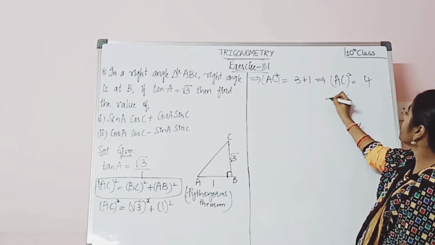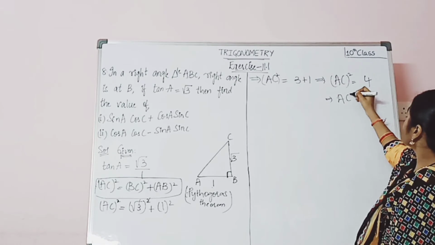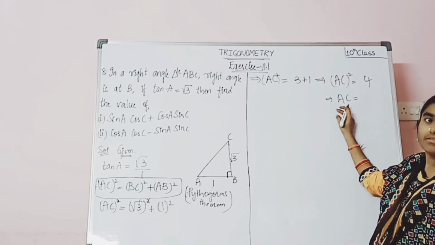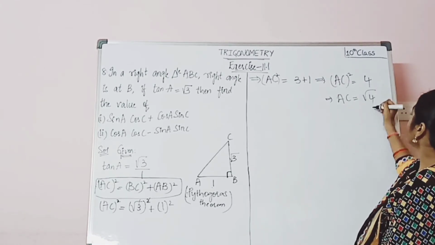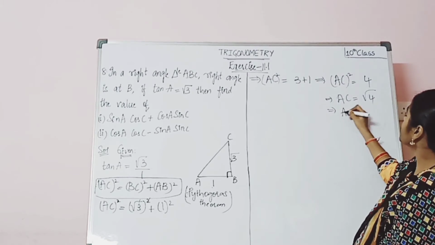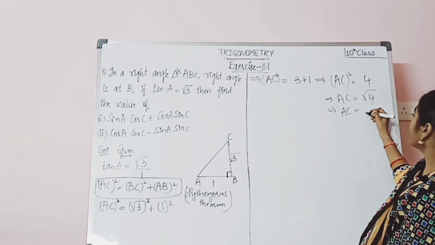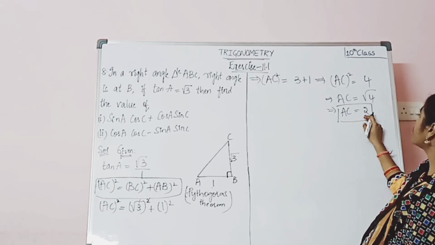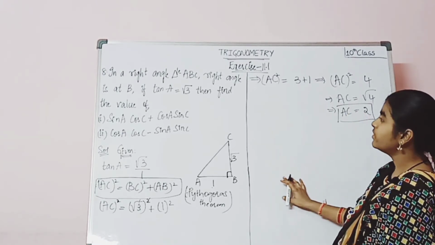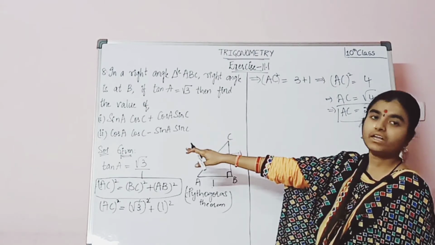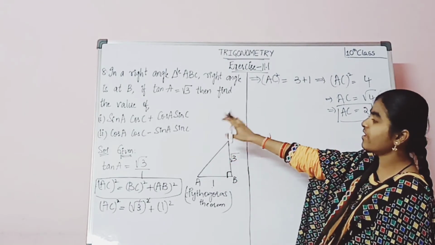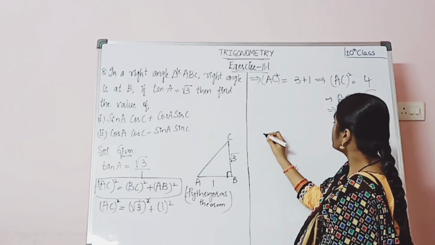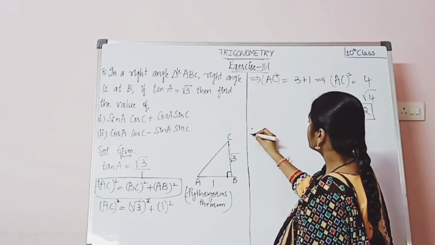That implies, now this square becomes root. So what is the value of root 4? AC equals root 4, value is 2. So hypotenuse value is AC equals 2. Now we got hypotenuse value. So what we have to find here? Sin A, cos C, cos A, sin C. So let us find sin A first.